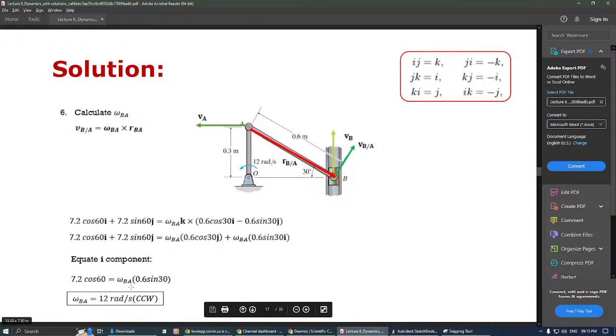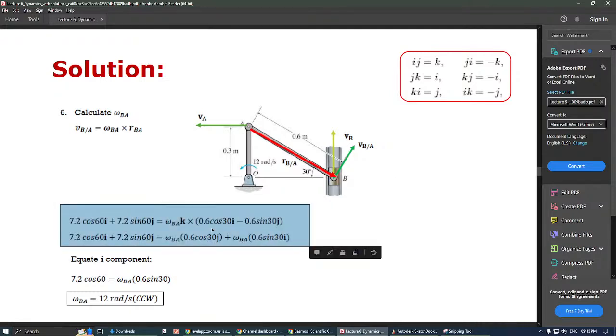Any doubts here, ma'am? So is this clear, or do you want me to explain this? Yeah, I understand, sir. Because the radial distance, right?